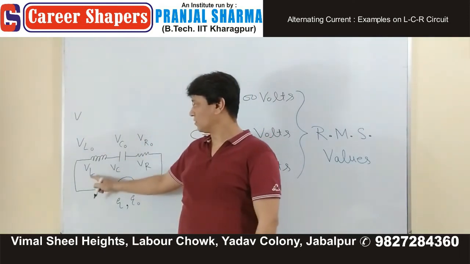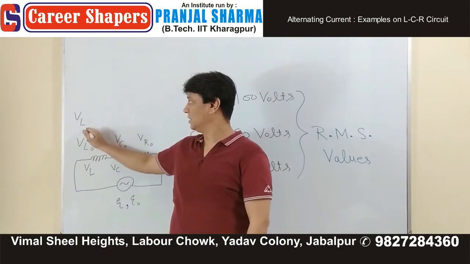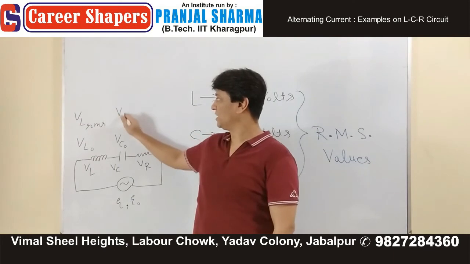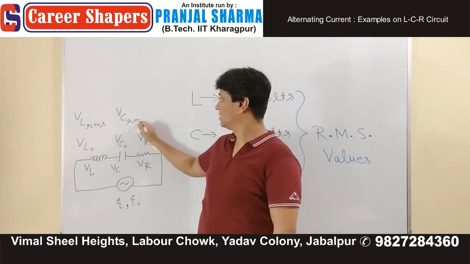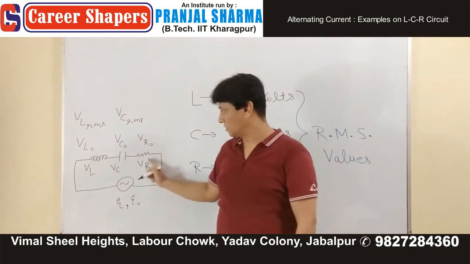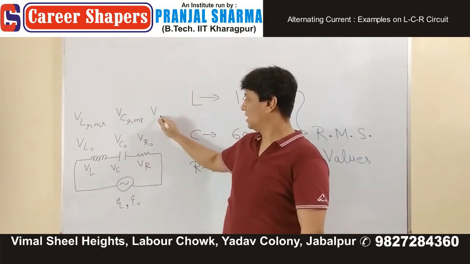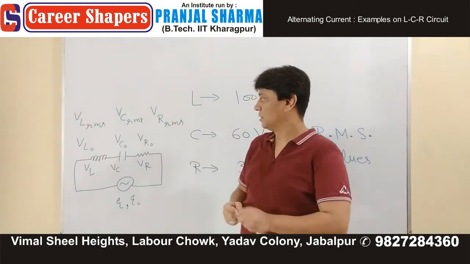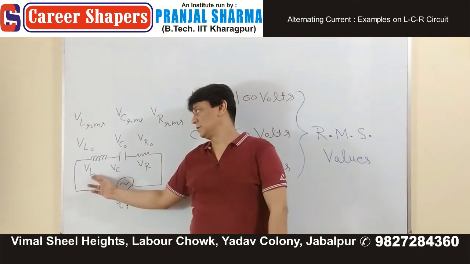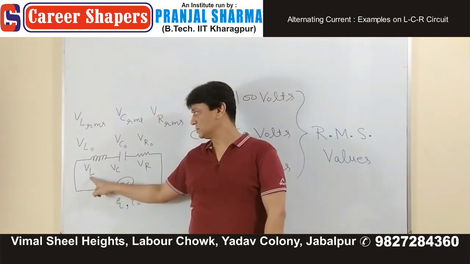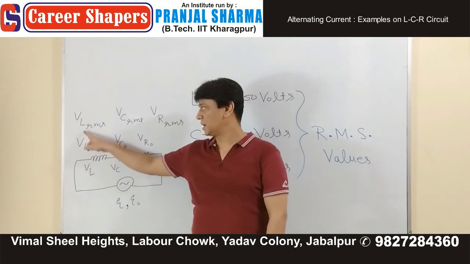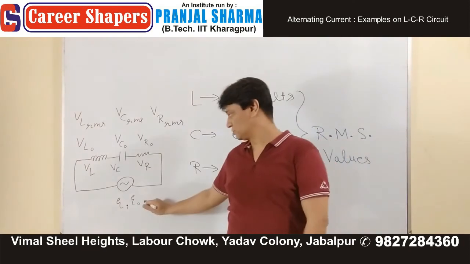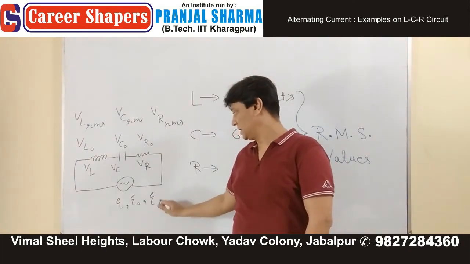RMS value for VL is VL RMS. For VC it's VC RMS. For VR, for resistor, it is VR RMS. Instantaneous, peak, RMS. And for your source we have ERMS.